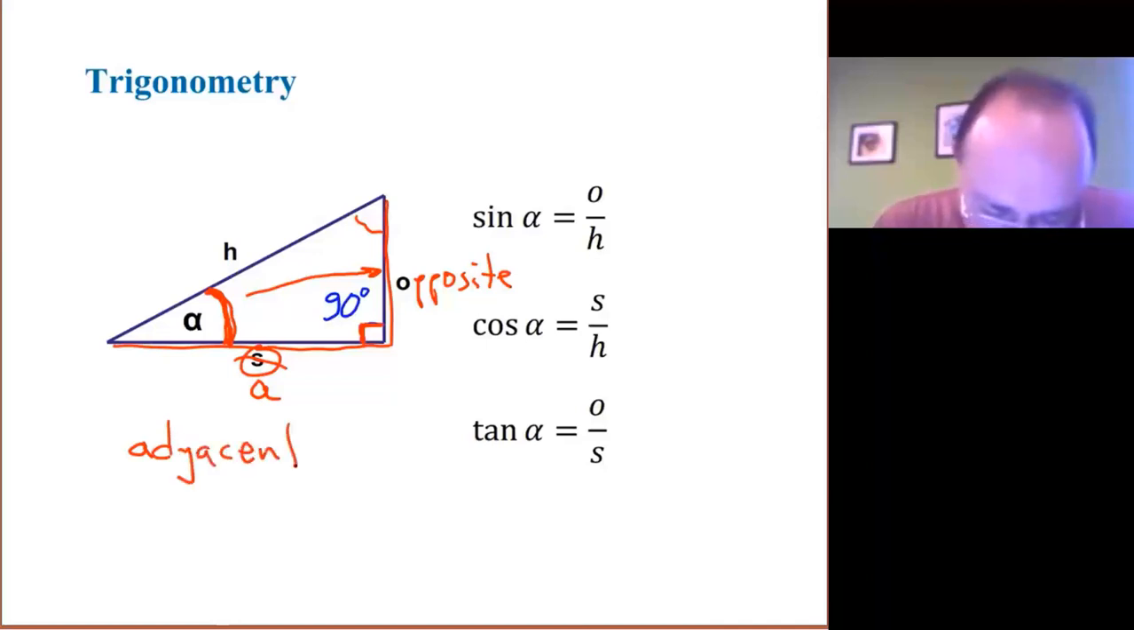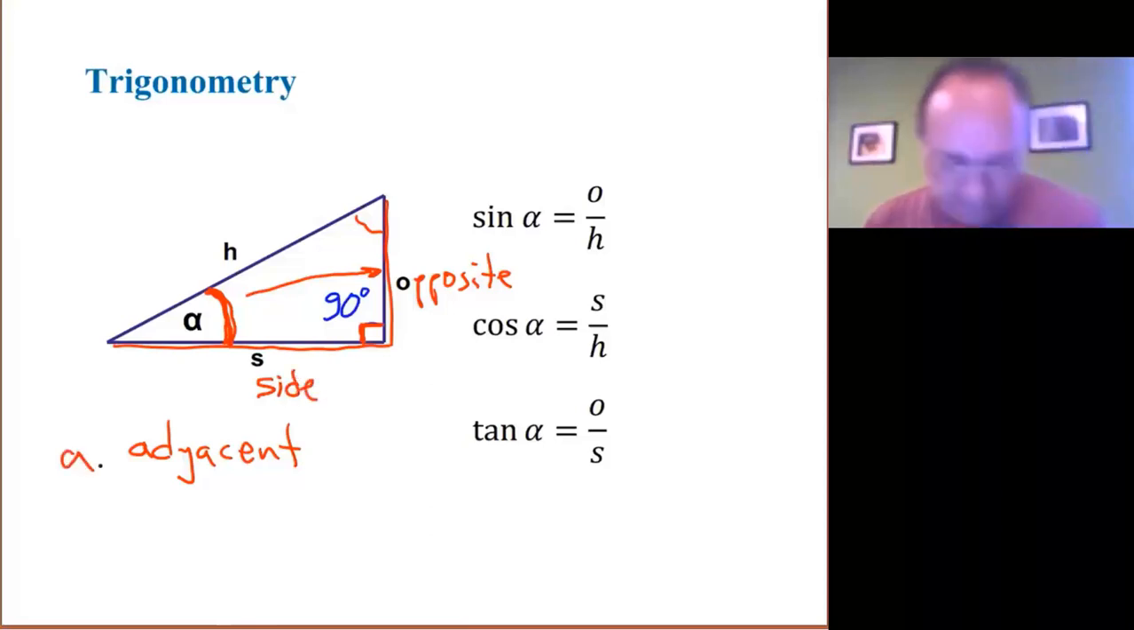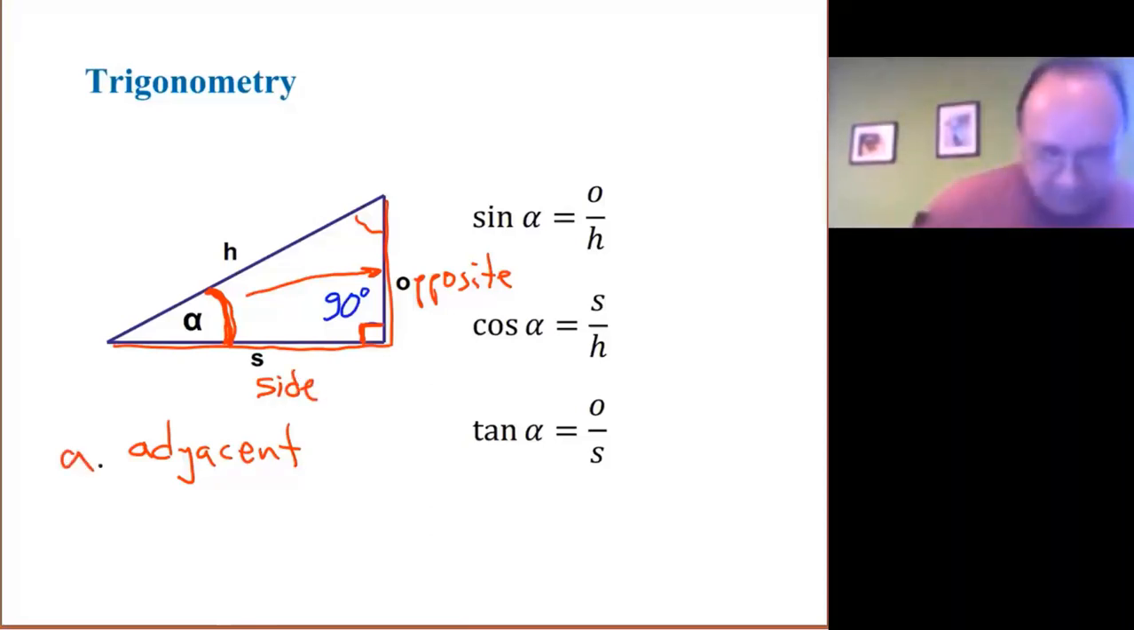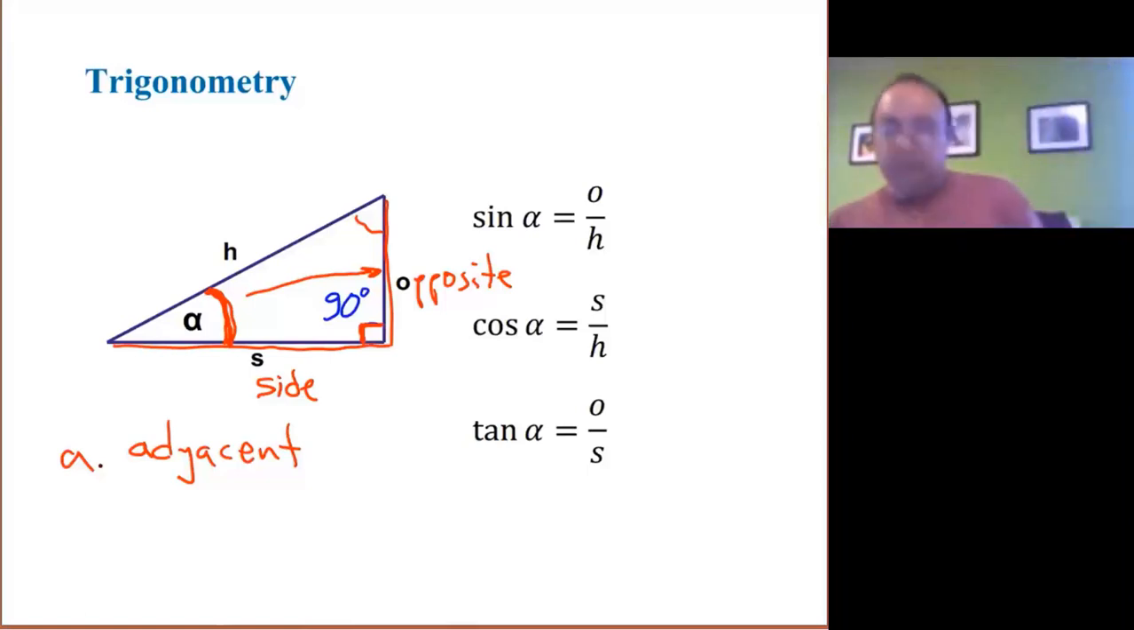I don't know what is more clear for you guys. A for adjacent or S for side. I don't know what you guys like better. S for side or A for adjacent. Adjacent. How do you pronounce that?